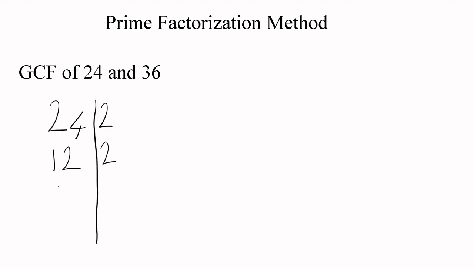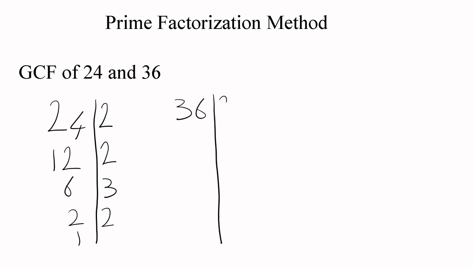I want to calculate the GCF of 24 and 36. I start with 24 and I want to write the prime factorization of 24. So I'm going to start with 2. If I divide it by 2, the answer will be 12. If I divide by 2, the answer will be 6. If I divide by 3, the answer will be 2. And 2, 1.